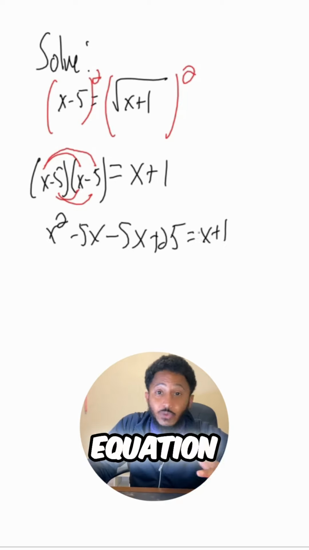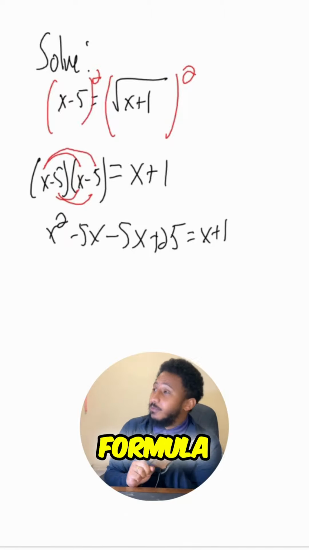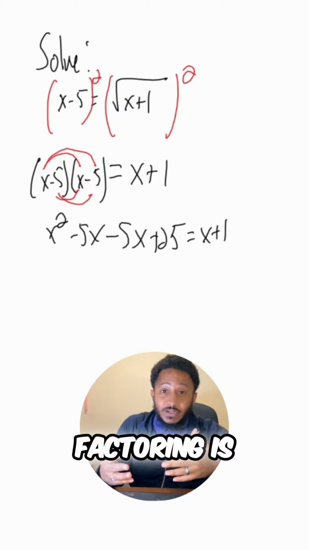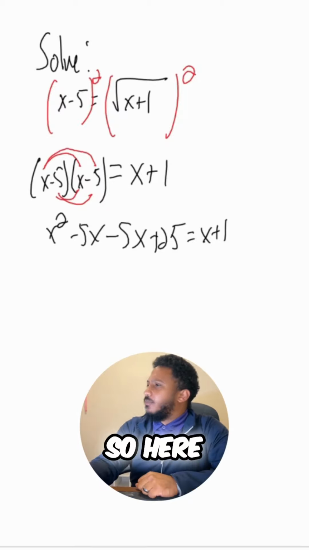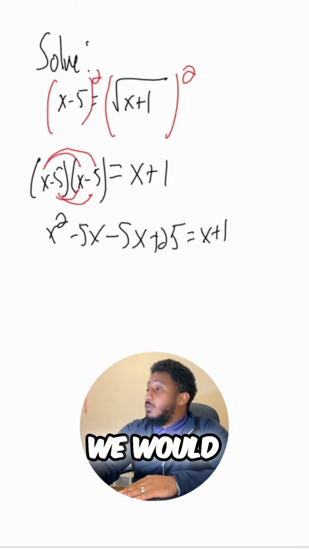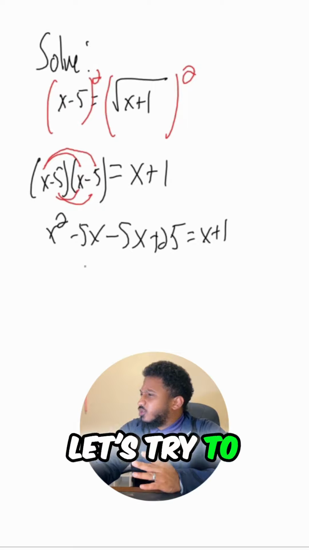Now we have a quadratic equation. To solve quadratic equations, we've got a bunch of ways to do that, right? We could use the quadratic formula or complete the square, but factoring is usually the quickest or easiest way if we can. So here, to try factoring, we get 0 on one side and factor the other side. So let's try to get 0 on one side.